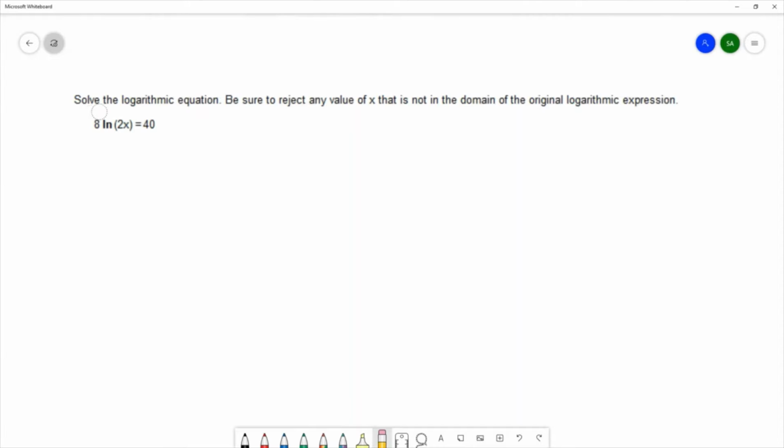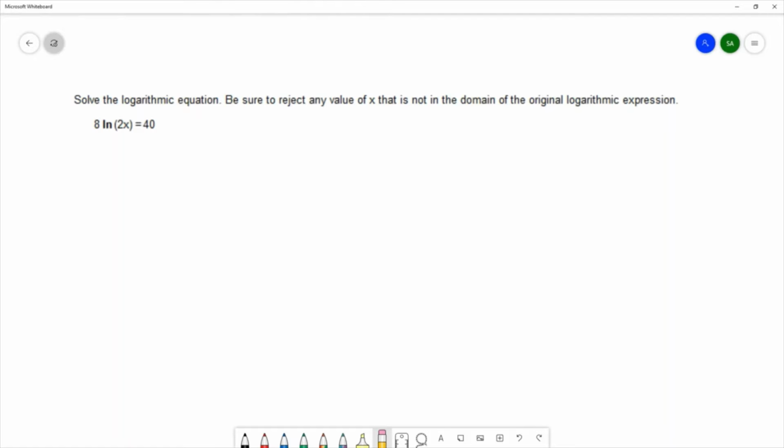For this question, we want to solve the logarithmic equation. Be sure to reject any value of x that is not in the domain of the original logarithmic expression. The logarithmic equation that we're working with is 8 natural log of 2x equals 40.